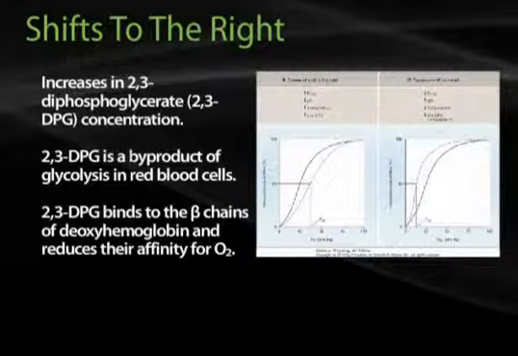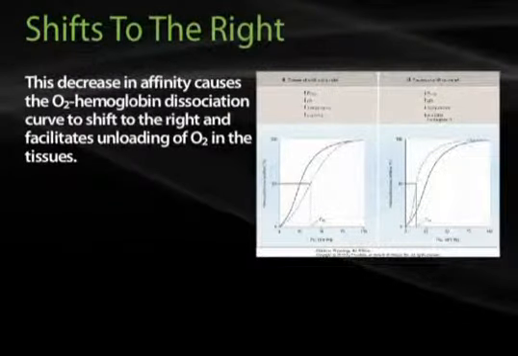Increases in 2,3-DPG also facilitate a shift to the right. 2,3-DPG is a byproduct of glycolysis in red blood cells. The 2,3-DPG binds to the beta chains of deoxyhemoglobin and reduces their affinity for oxygen. This decrease in affinity once again shifts the curve to the right, facilitating the unloading of oxygen to the peripheral tissues.